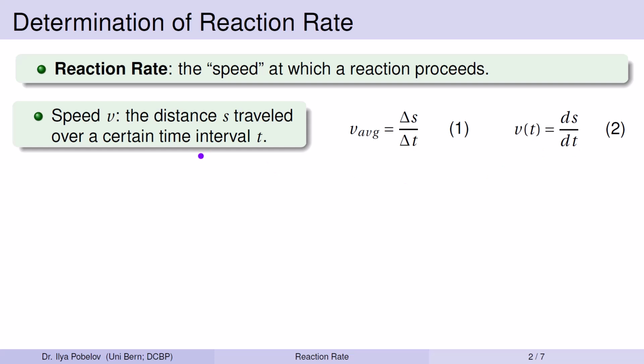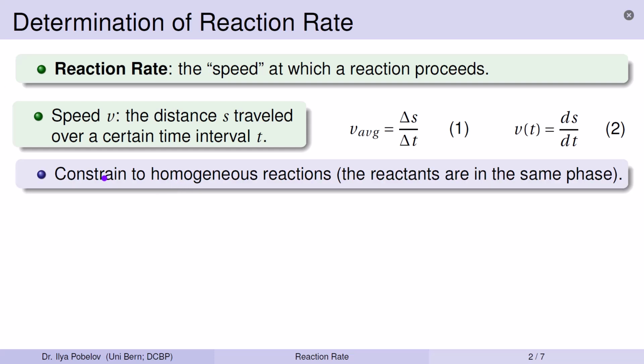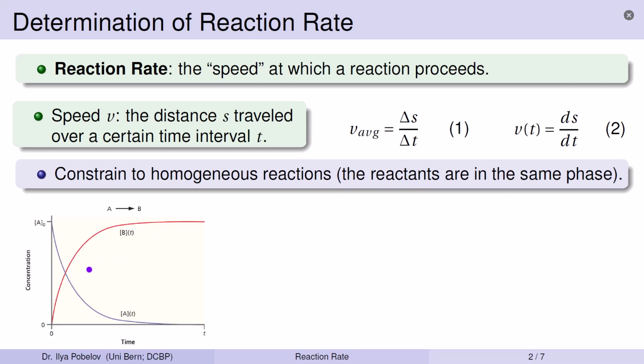In chemical kinetics, instead of speed, we talk about the rate of a reaction. Until later, we constrain our discussion to homogeneous reactions where the reactants are in the same phase. Then we shift our focus from distances to the concentrations of reactants and products. Consider a simple reaction where reactant A transforms into product B. We can measure the reaction rate by observing the decrease in the concentration of reactant A or the increase in the concentration of product B over time.